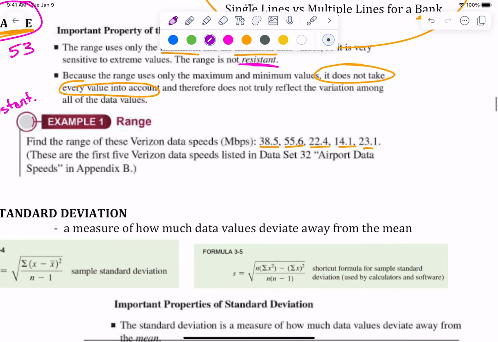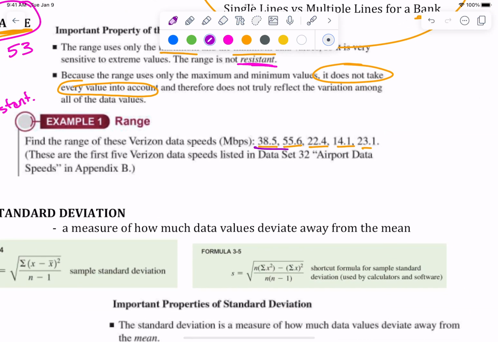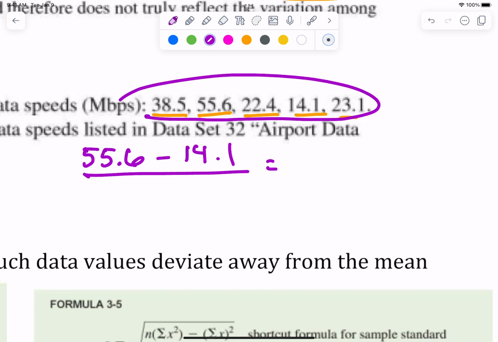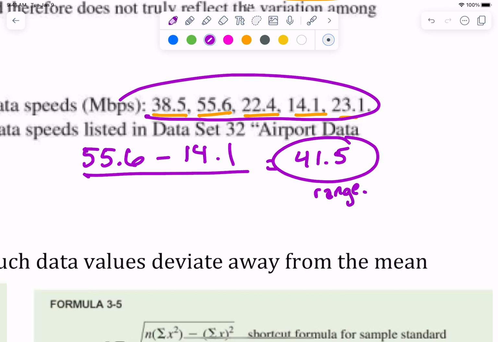All right, so range. Find the range of these values. The highest number is 55.6, and the smallest number is 14.1. Can you do that in your head? Yes, you can. 41.5. Awesome. That is my range. Okay, and we're not going to carry one more decimal place for the range. We will for the standard deviation and that stuff, but not for the range. All right, are you ready?